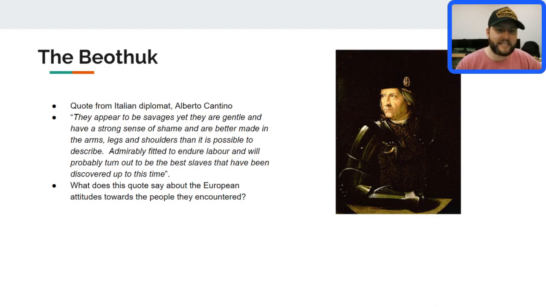Okay, so they appear to be savages, yet they are gentle and have a strong sense of shame, and are better made in the arms, legs, and shoulders than it is possible to describe. Admirably fitted to endure labor, and will probably turn out to be the best slaves that have ever been discovered up until this time. Okay, so you ask yourself, what does this quote say about the European attitudes towards the people they encountered?